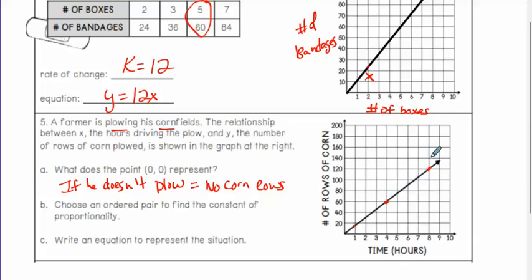So this one is 8, 120. I went over 8 and I went up to 120. This one is 4, 60, over 4 up to 60. So I'm going to use this one because this one is easier. So my y value over my x value is 60 over 4. If I divide that, 4 goes into 60 15 times. So my constant is 15. I said 50, 15. Okay. Then I'm going to write my equation: y equals 15x.